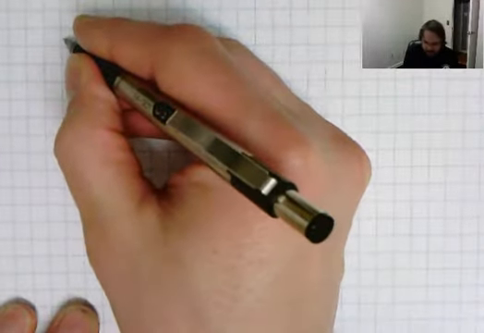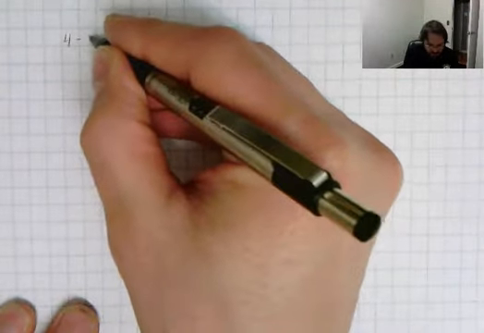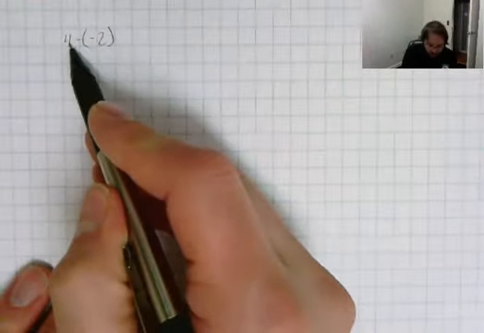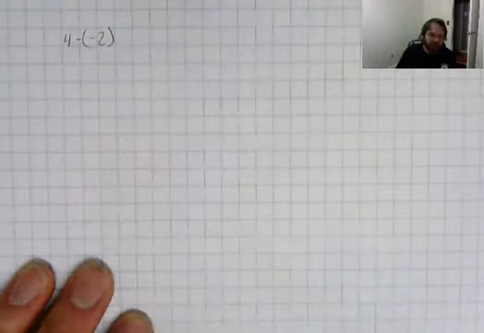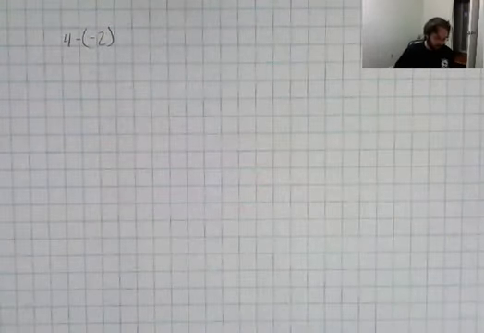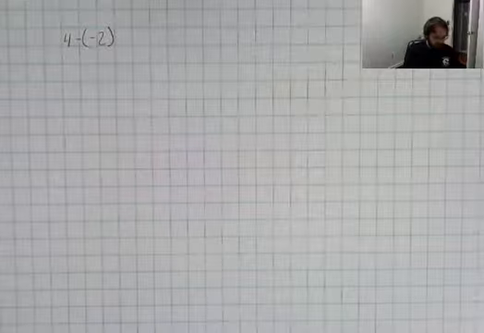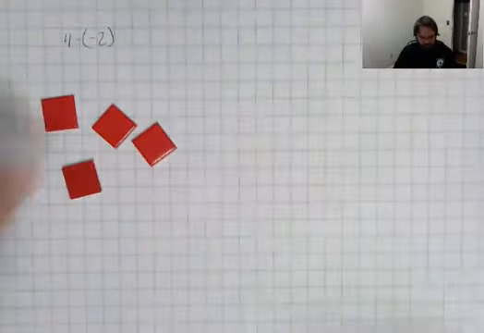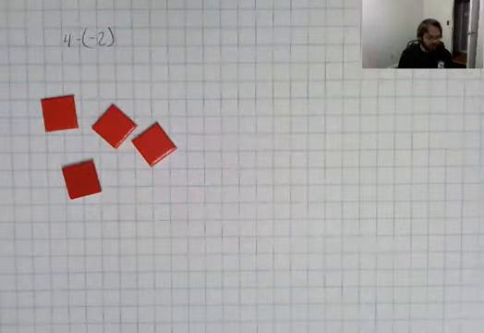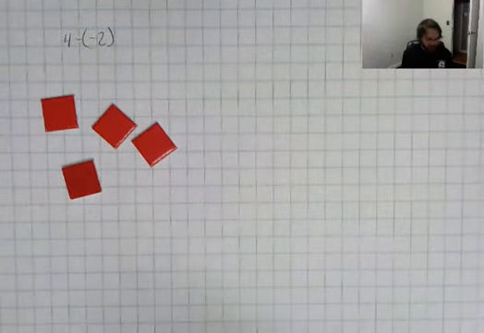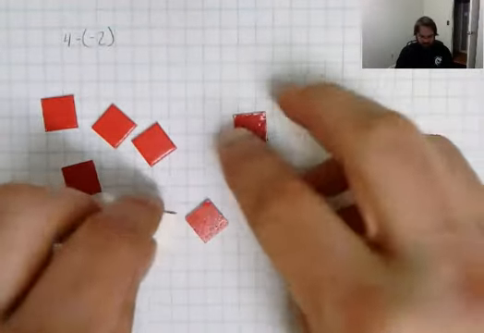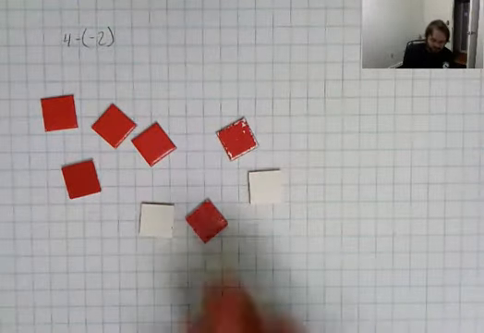If I have 4 subtract negative 2, that's essentially the same thing as saying 4 add negative 2, okay? Because if I looked at 4, and we have 4 here, we're going to say the colors are positive, and I want to take away negative 2. There's not 2 negatives to take away. But if I do this, I never changed it. This is still 4 here.